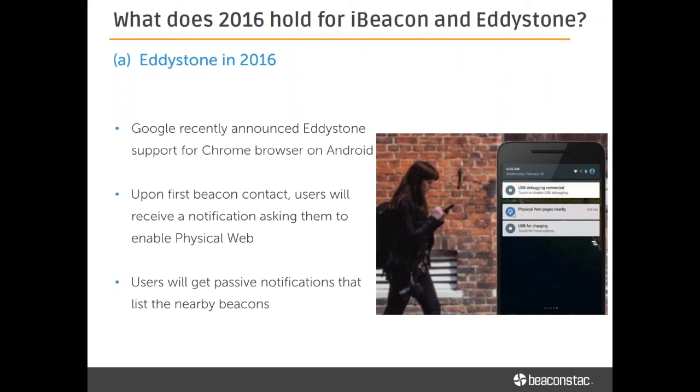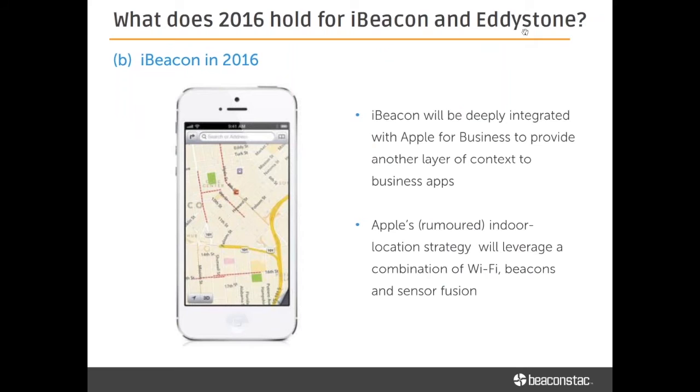Moving on to iBeacon, let's talk about what iBeacon will look like in 2016. Yeah, so on the iBeacon front, there have been several rumors, as there always is with Apple coming up with new technology. There's a lot of rumors swirling, but two of the biggest ones that we've heard are very likely to happen in 2016. iBeacon will be deeply integrated with Apple for Business, which will help businesses to provide another layer of context using proximity to business apps. So we might see more small, medium-sized businesses or even larger businesses leveraging iBeacon technology for proximity-based campaigns.